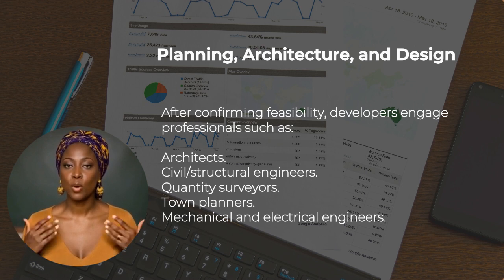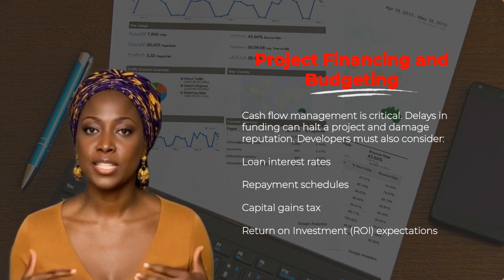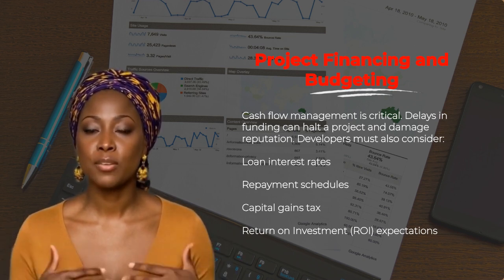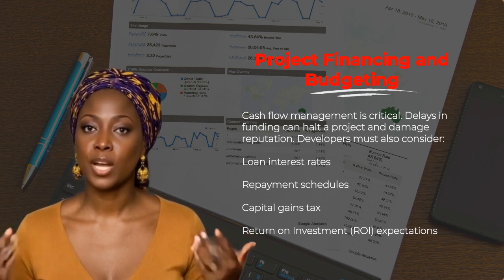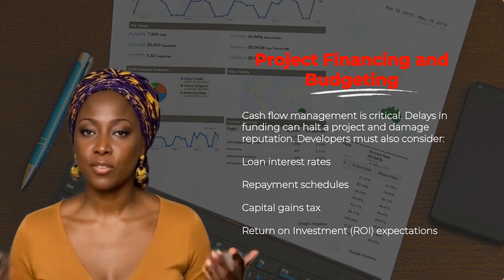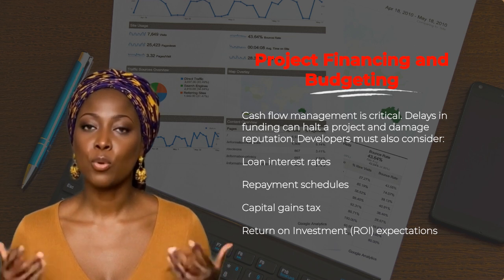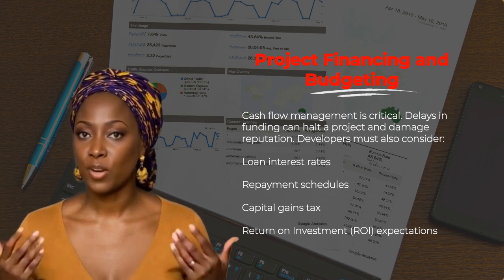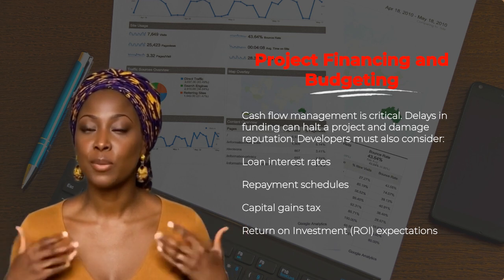Good design enhances market appeal, user experience, and resale value. Project financing and budgeting. Property development is capital intensive. Developers may fund projects through personal savings, investor funding, bank loans and mortgages, cooperative financing, and joint ventures, JV. Off-plan sales. Budgeting includes land cost, approval and legal fees, design and consultancy fees, construction materials and labor, marketing and sales, and a contingency reserve, typically 5 to 15%.